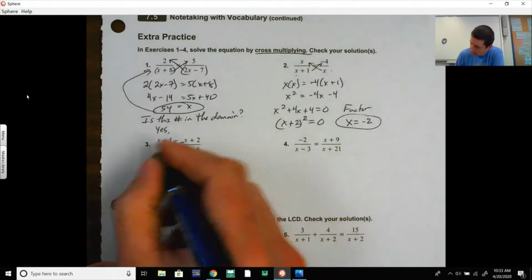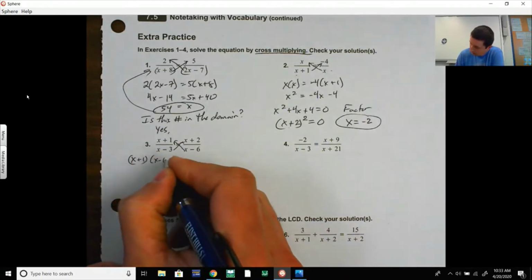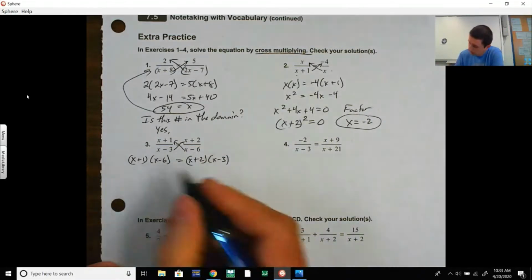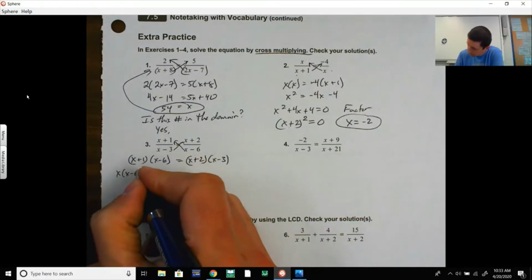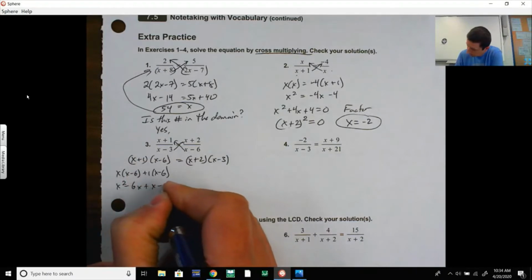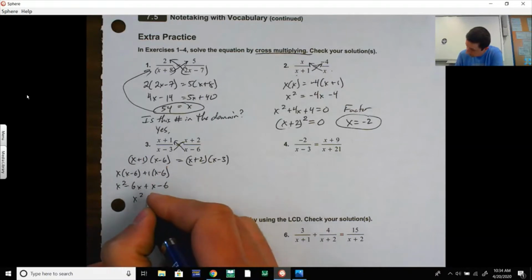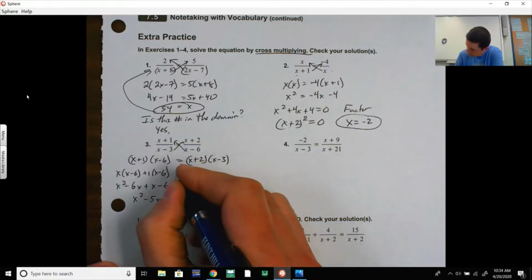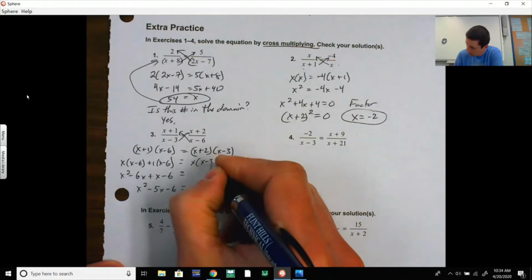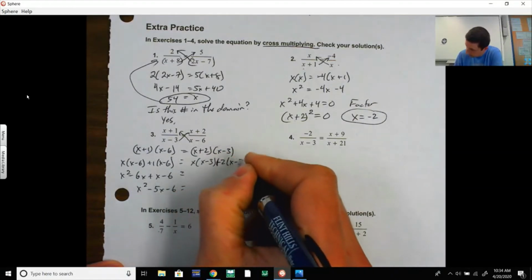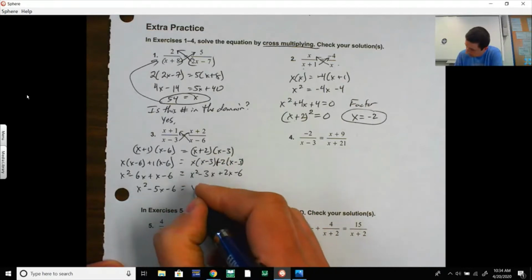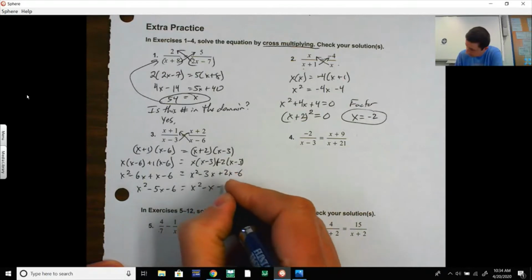Cross multiply. So x plus 1 times x minus 6 equals x plus 2 times x minus 3. And here you get to double distribute or do the FOIL process. So x times x minus 6 plus 1 times x minus 6. So x squared minus 6x plus 1x minus 6. And we get x squared minus 5x minus 6. This other side, we're going to get cozy on this, aren't we? We get x times x minus 3 plus 2 times x minus 3. So we get x squared minus 3x plus 2x minus 6. So that's x squared minus x minus 6.